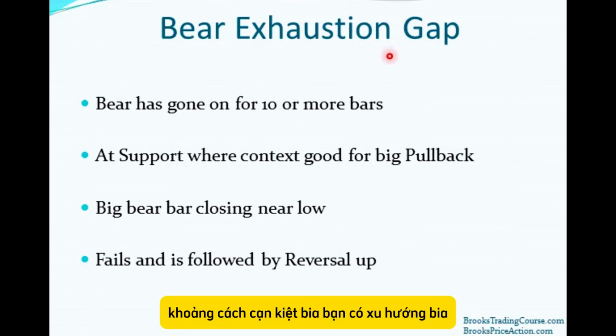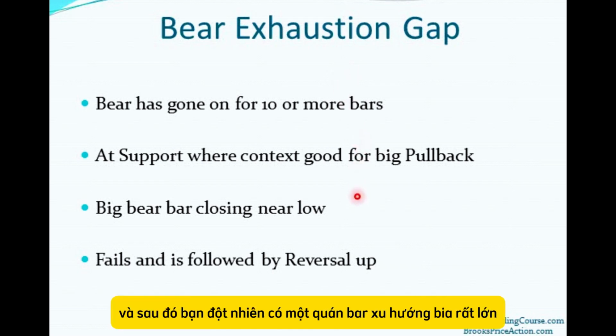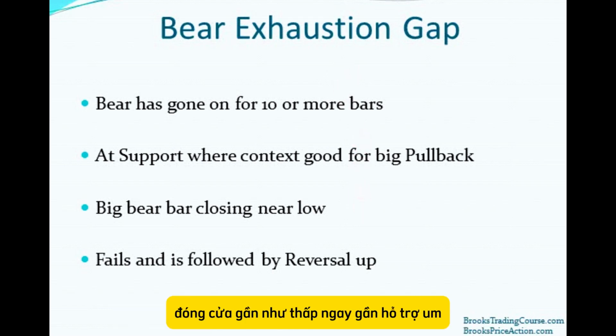A bear exhaustion gap: you have a bear trend and it's getting close to support, and then you suddenly have a very big bear trend bar closing near its low, right near support. It reverses up in the next bar or two. That big bear trend bar is a sell climax and an exhaustion gap.